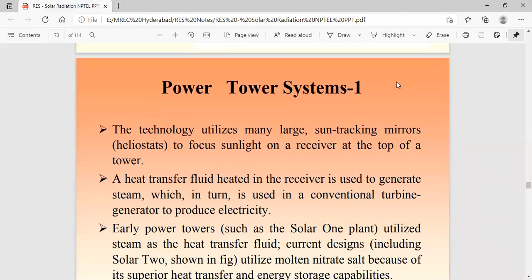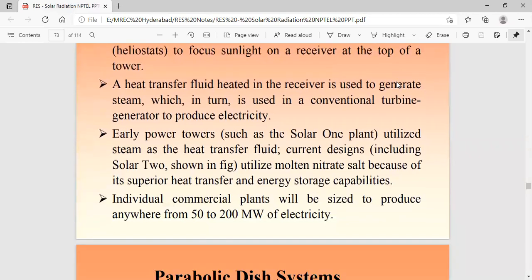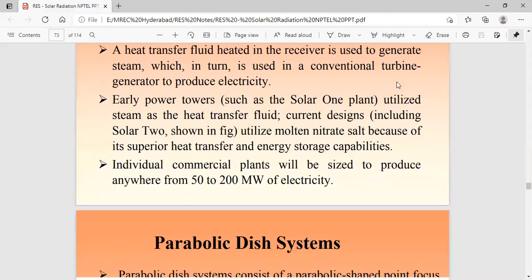The technology utilizes many large sun-tracking mirrors to focus sunlight on a receiver at the top of the tower. A heat transfer fluid heated in the receiver is used to generate steam, which in turn is used to run a conventional turbine generator to produce electricity. Early power towers utilized steam as the heat transfer fluid. Current designs utilize molten nitrate salt because of its superior heat transfer and energy storage capabilities. Individual commercial plants will be sized to produce anywhere from 50 to 200 megawatts of electricity.